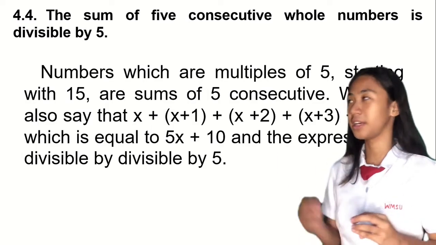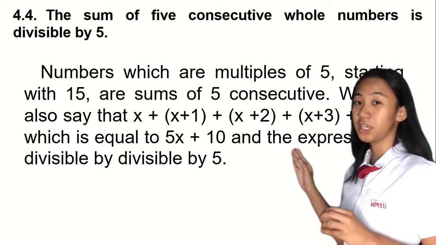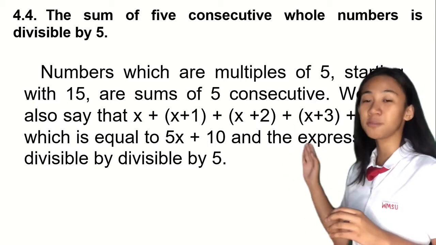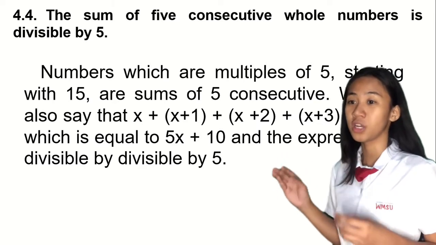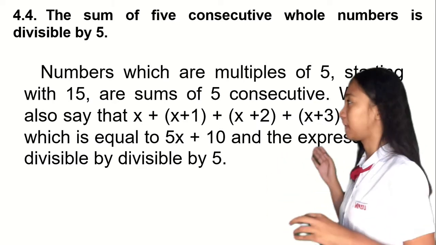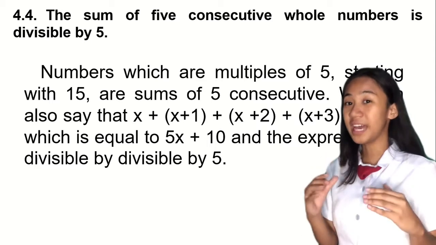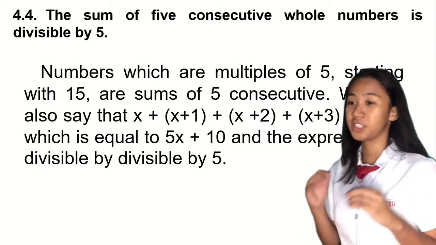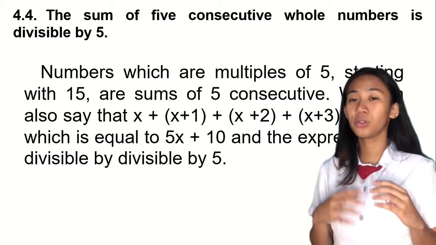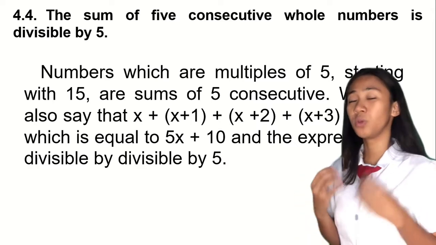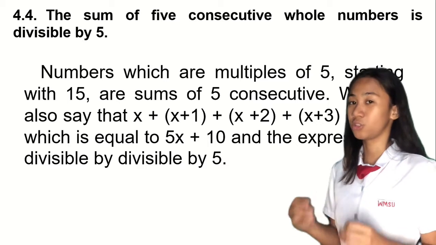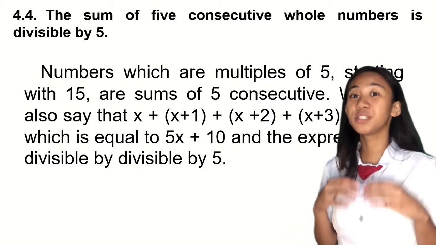We can also say that x plus the quantity of x plus 1 plus the quantity of x plus 2 plus the quantity of x plus 3 plus the quantity of x plus 4 is equal to 5x plus 10, which is also divisible by 5. When you divide that expression by 5, we will obtain x plus 2, which is its median.